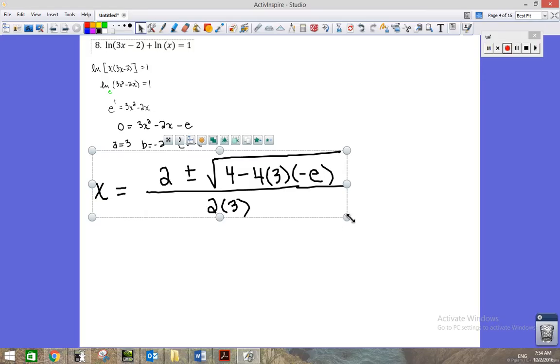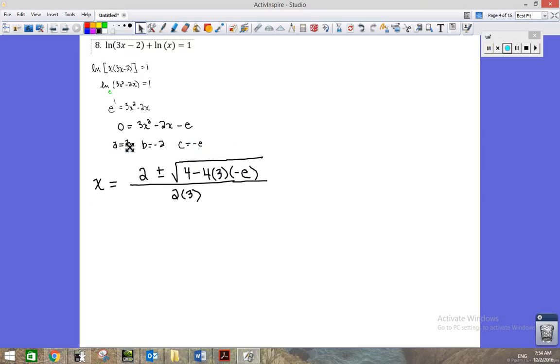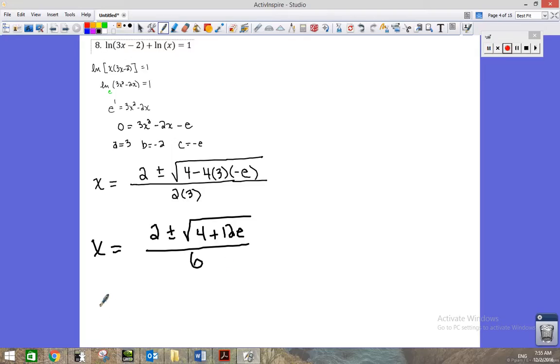So I have my answers, or my potential answers, because remember, I'm concerned that I can't take the log of a negative number. I just need to simplify this and then plug it in a calculator and get a decimal approximation. So I've got 4, and this simplifies to 12e. And then I've got 6 here. Well, I notice that this binomial, that 4 divides both of those.